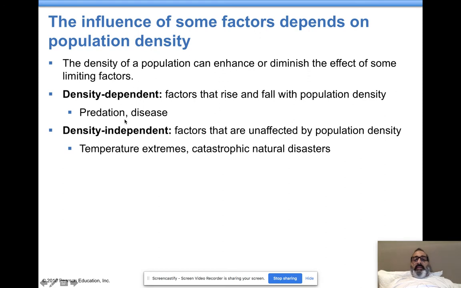All right. Density independent means it doesn't really matter how far apart you guys live. If something crazy enough happens, it's going to affect everybody no matter where they live. So natural disasters destroy, in some cases, huge landscapes of land. Temperatures changing, climate change, those are independent of how close together they live. All right.